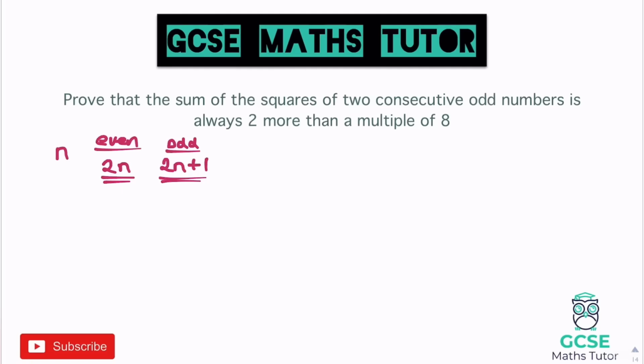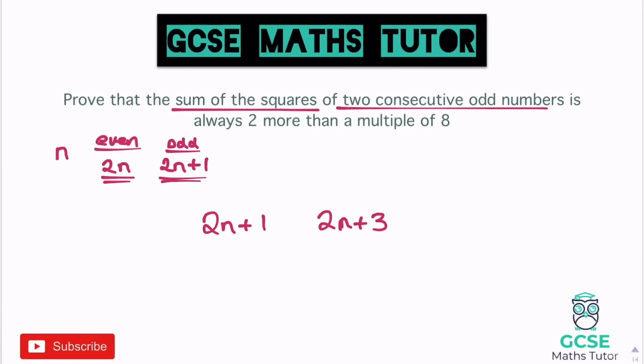But it says the sum of the squares. So that means add them together once they've been squared, and it's 2 consecutive odd numbers. Well, I've got one odd number there, 2n plus 1, so my next odd number would be 2n plus 3. To get to the next odd number we'd add another 2 to it, so it'd be plus 3 instead. So the numbers that I've got are 2n plus 1 and 2n plus 3.